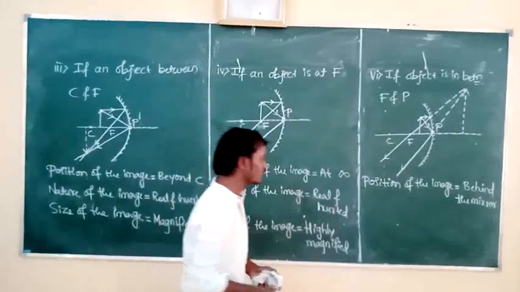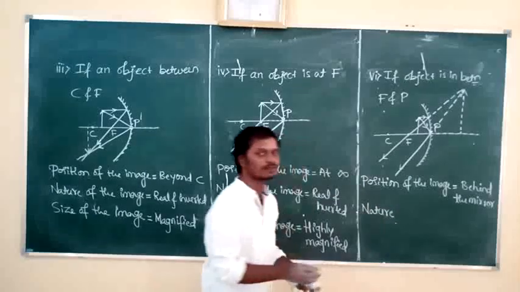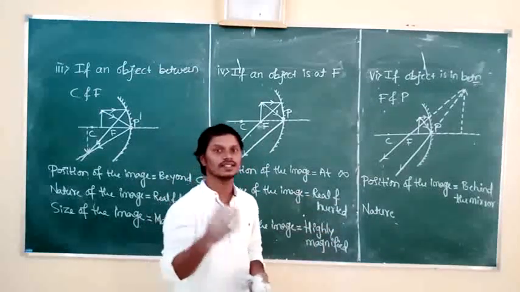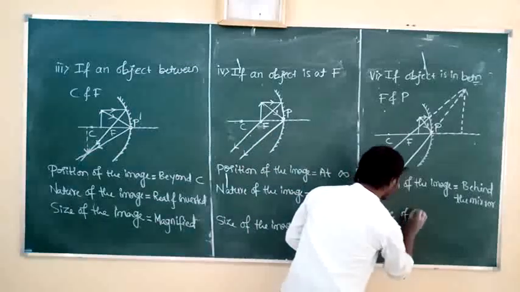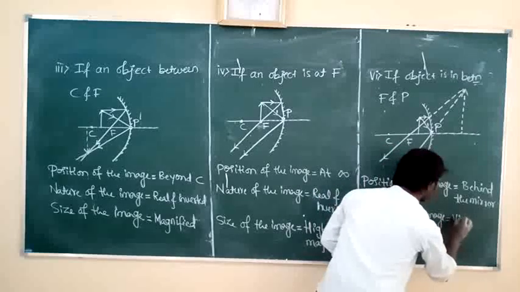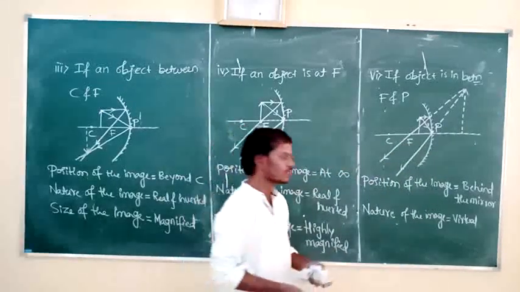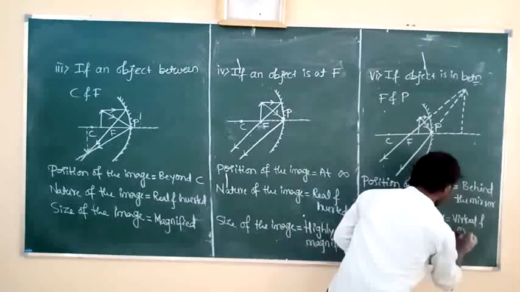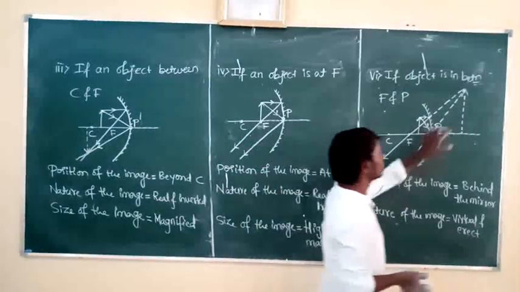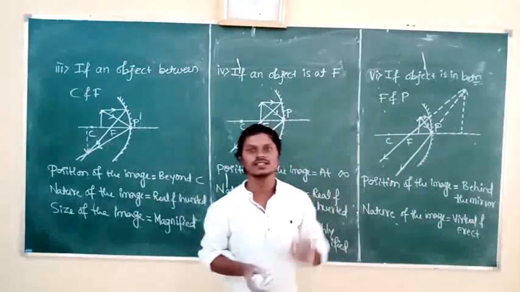What is the nature of the image? In the first 5 cases, the nature of the image is the same, real and inverted. But in the sixth case, the nature of the image is virtual and erect. Virtual means here the image is found behind the mirror and this image cannot be obtained on the screen. Erect means if the object is upside, its image is also upside. Then the image is said to be erect.